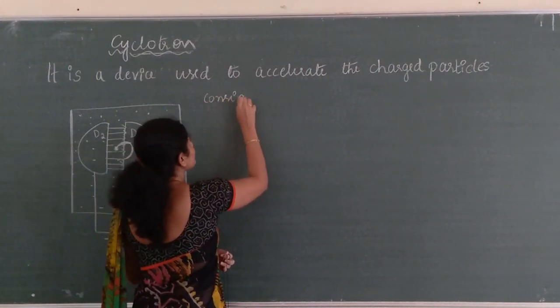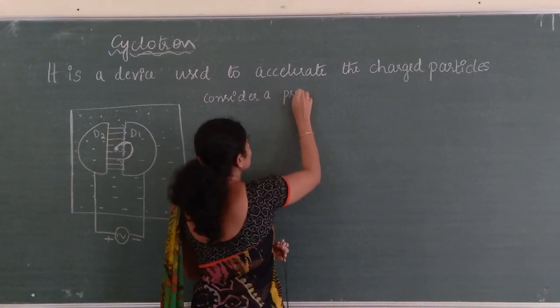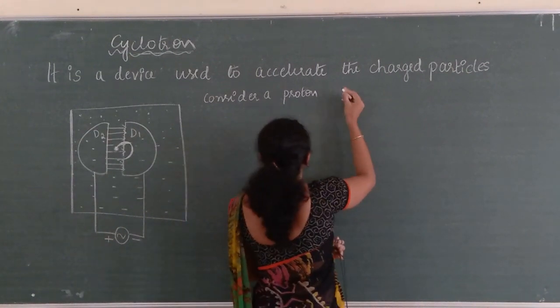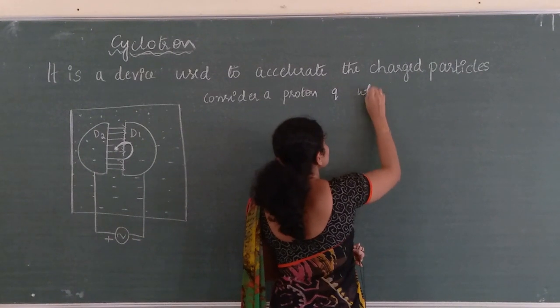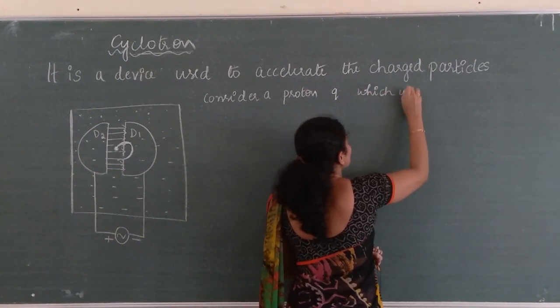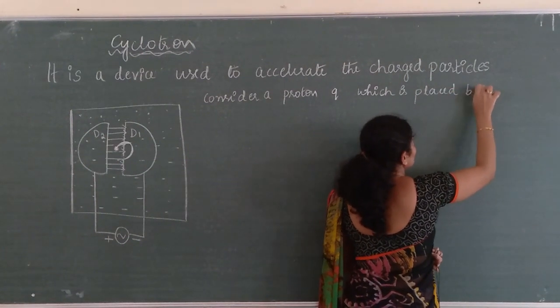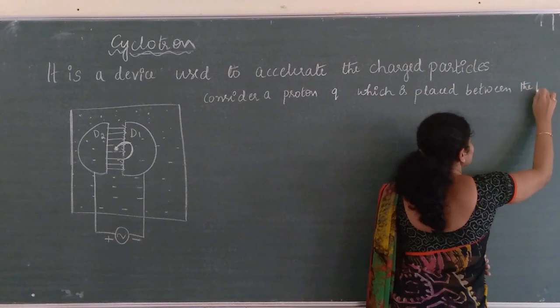So, consider a proton or positively charged particle which is placed between the Ds.